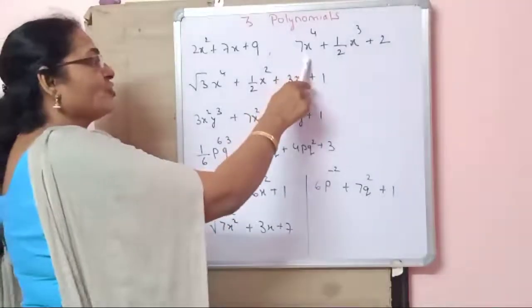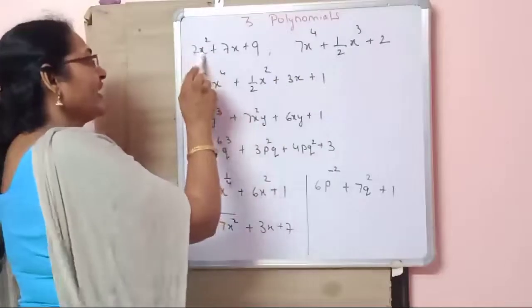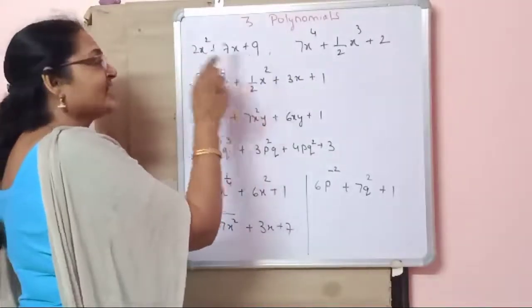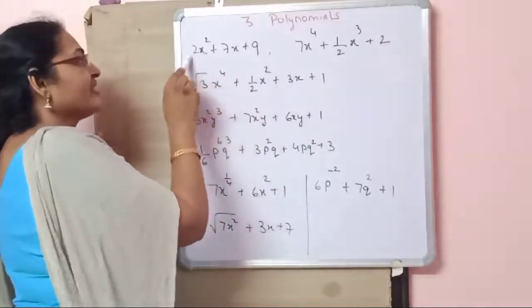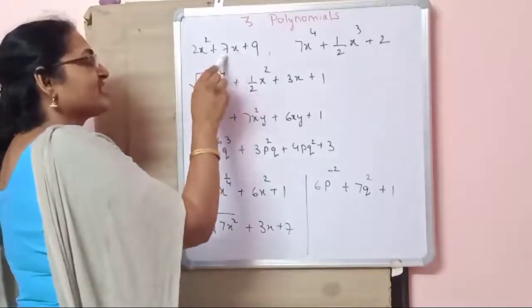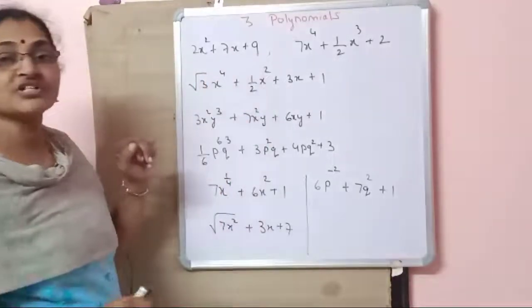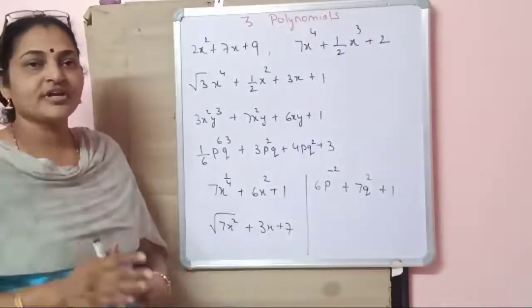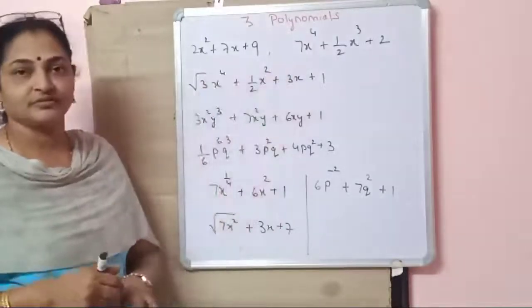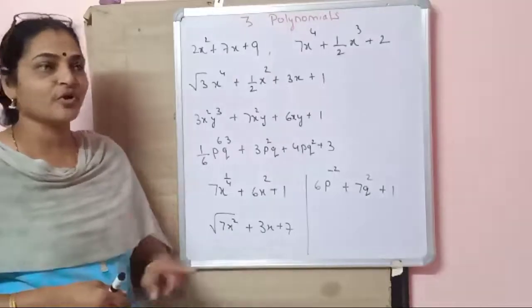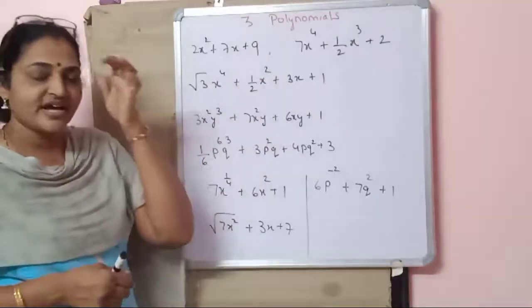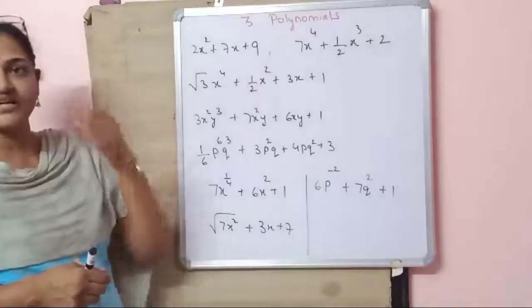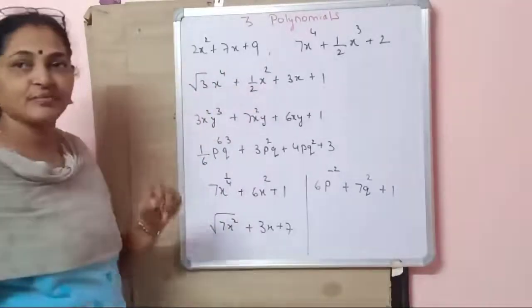Now here the variable used is x, and the coefficient of x square is 2. The coefficient of x is 7, and 9 is a constant term. 9 is a constant term with degree 0. Here 9 is also a polynomial, with degree 0. As there is no variable along with 9, the degree of 9 will be 0.